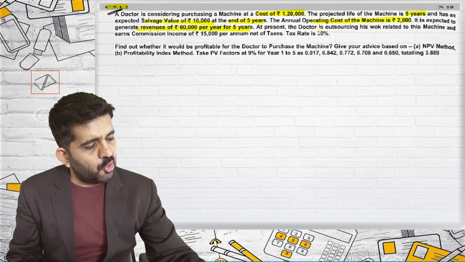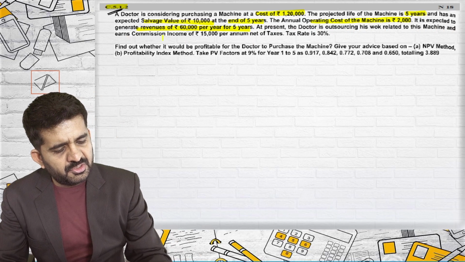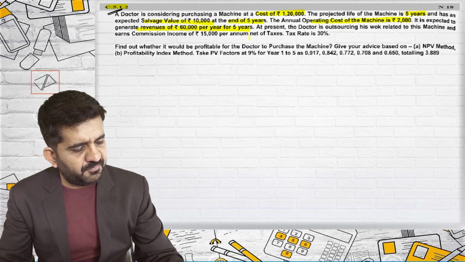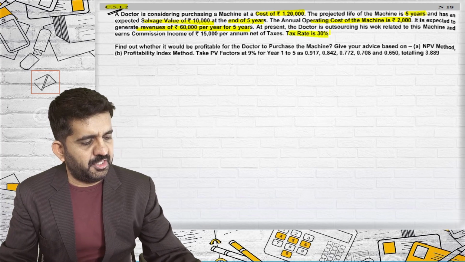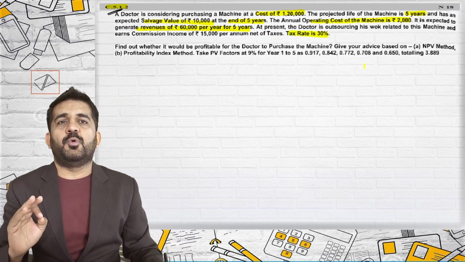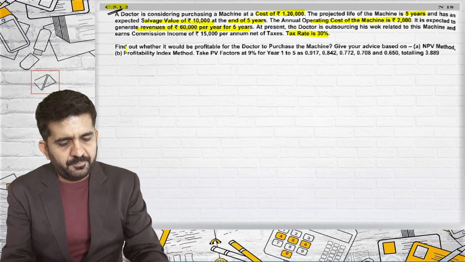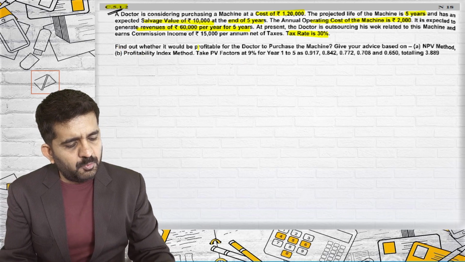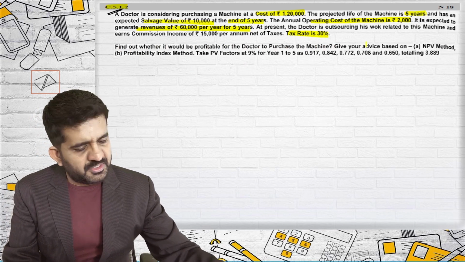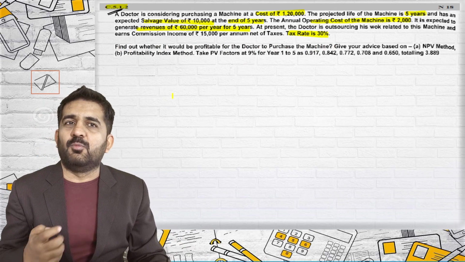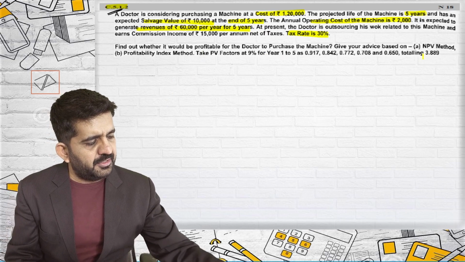At present, the doctor is outsourcing his work related to this machine and earns a commission income of rupees 15,000 per annum net of taxes. Tax rate is 30%. Now this doctor is outsourcing. This point we are going to take, and this is the reason this question appears in classroom. Find out whether it would be profitable for a doctor to purchase the machine. Give your advice based upon NPV method and PI method. Both methods will give you the same answer. Take present value factor at 9% and so on.